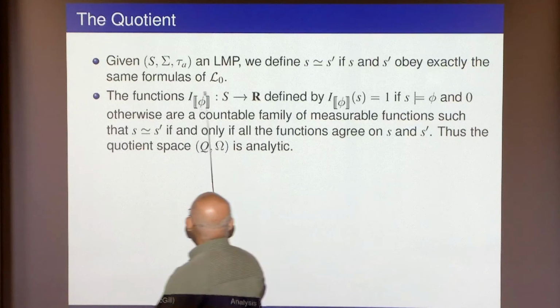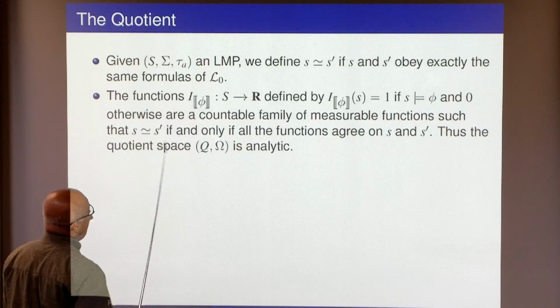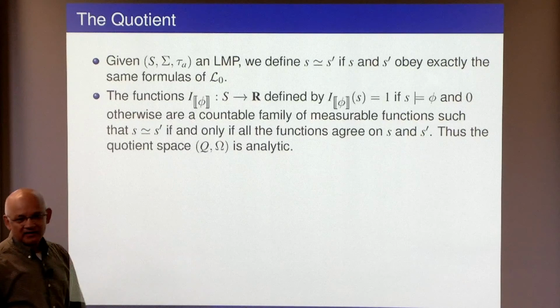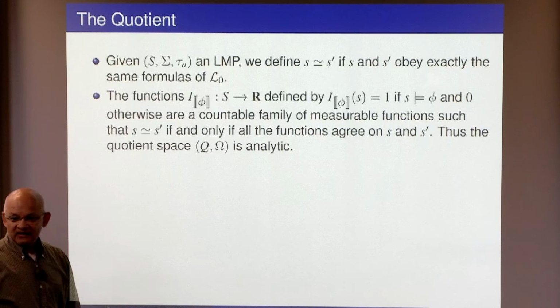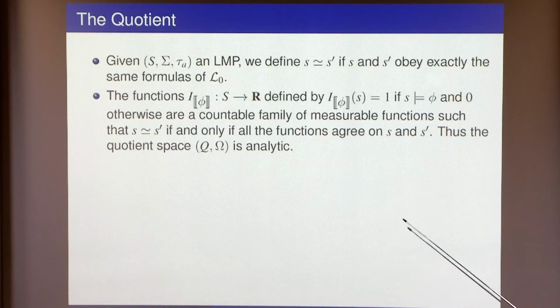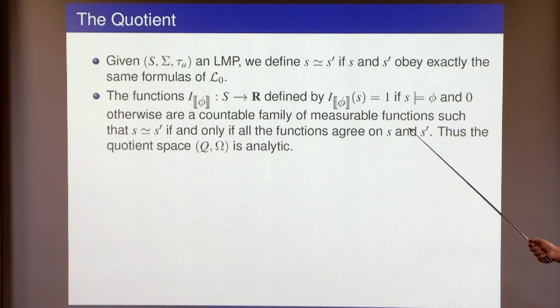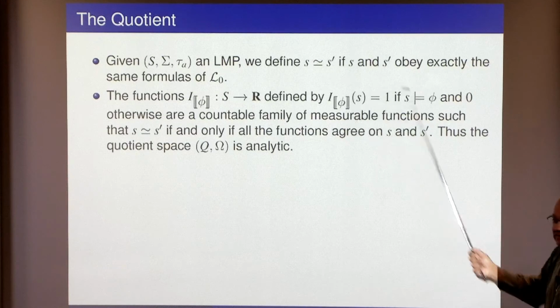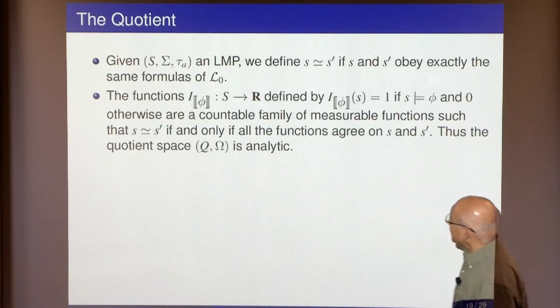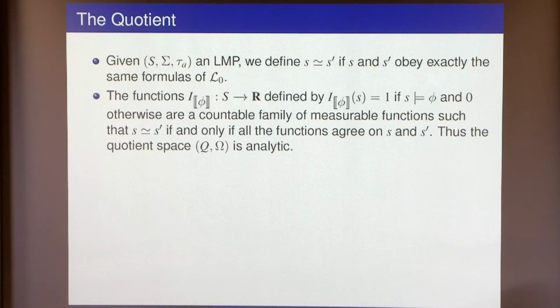Okay, so recall this notation. This means the set of states that satisfy the formula phi. This indicator function says, if you're in that set, I'll give you 1, otherwise I'll give you 0. And two things agree on all formulas precisely when all these functions agree. So these are just the characteristic functions of the sets defined by the formulas. So here we have a countable family of measurable functions. How do I know they're measurable? Because these sets are measurable, such that two states are equivalent if and only if the functions agree on all of S. So there we have it, a smooth equivalence relation.